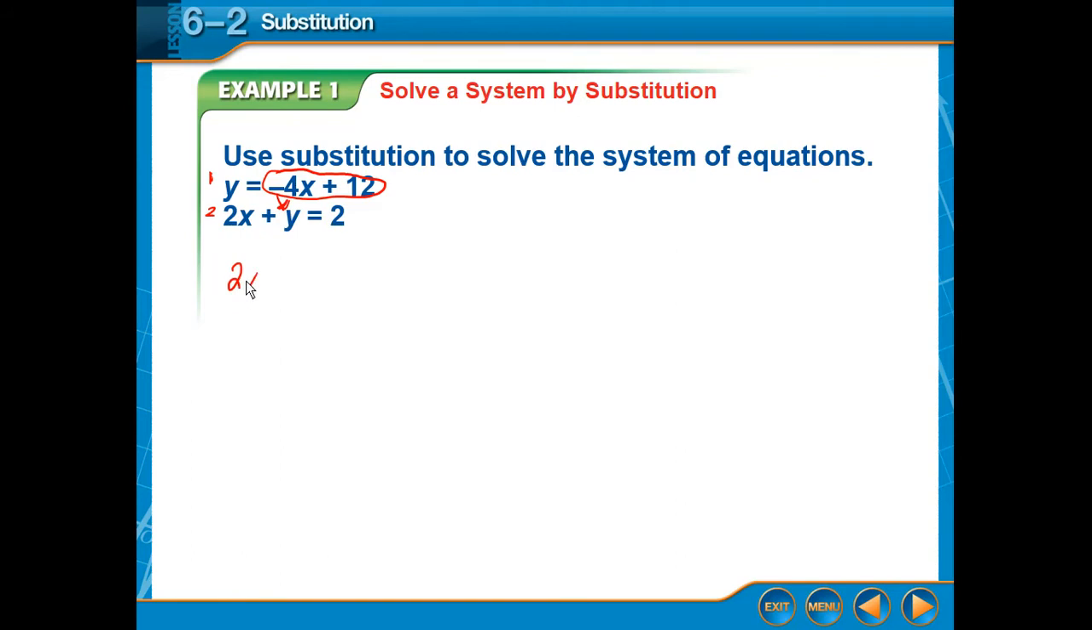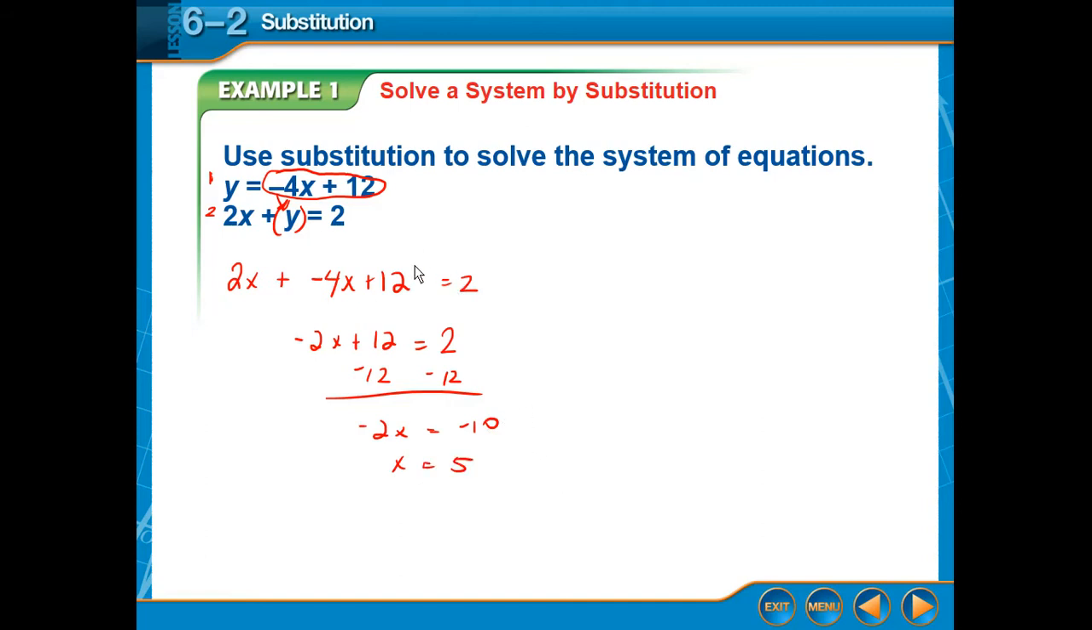So I would have 2x plus, now instead of y, since this thing is y, I'm going to put that, negative 4x plus 12 equals 2. So all I did is I took out that y and replaced it with what y is according to the other equation. So now I can combine like terms, so 2x and negative 4x makes negative 2x plus 12 equals 2. Solving for x, I'm going to get negative 2x equals negative 10, so then x is going to be 5. So I found 5 is x.